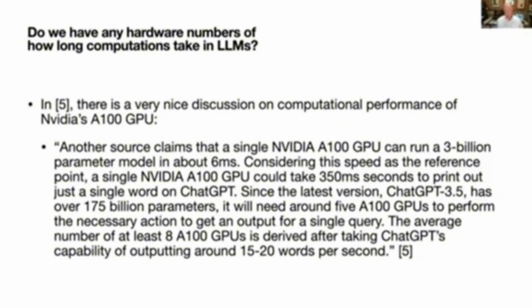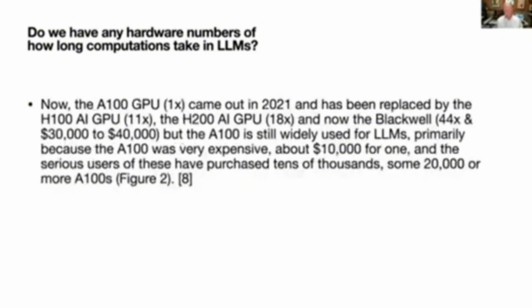The average number of at least 8 A100 GPUs is derived after taking ChatGPT's capability of outputting around 15 to 20 words per second. So it's not super fast. Now, the A100 GPU we'll list as 1X. It came out in 2021, and has been replaced by the H100 AI GPU, which is 11 times the speed of the A100, 11X. The H200 AI GPU is 18x the A100, and now the Blackwell B100 is 44x, and it's about $30,000 to $40,000.